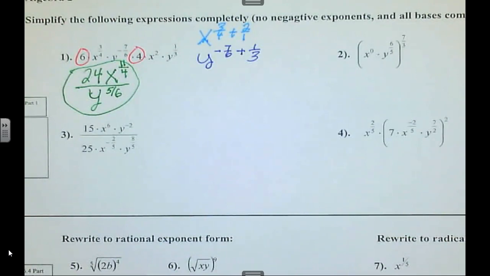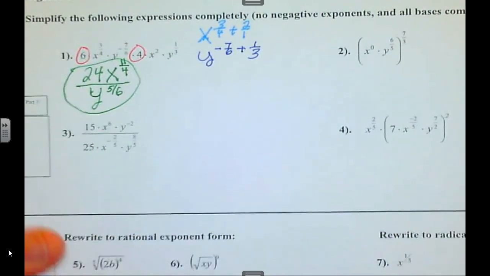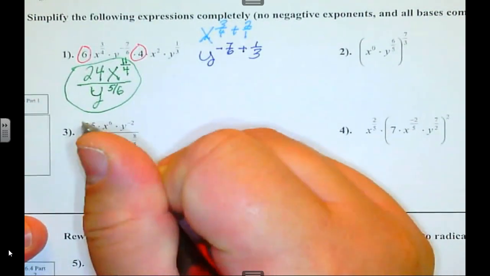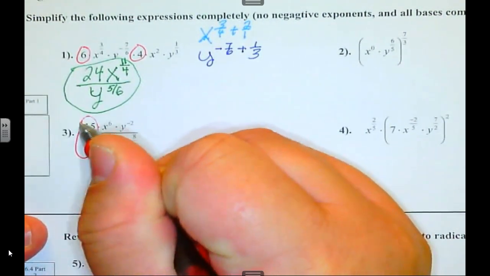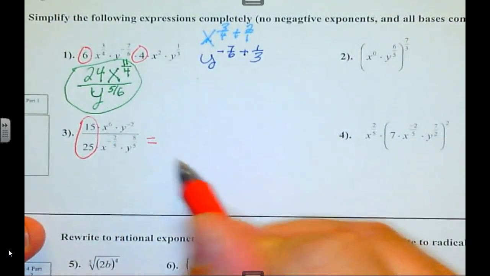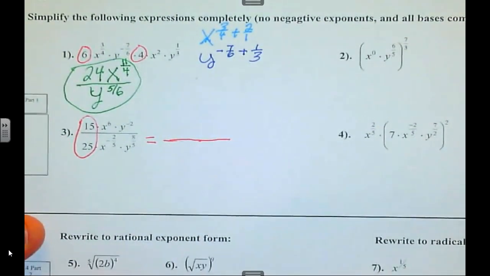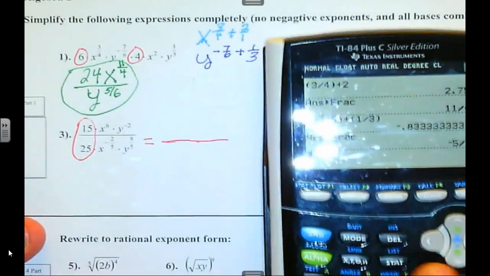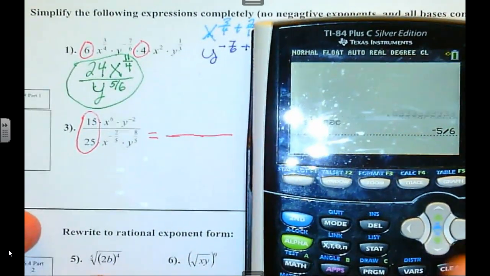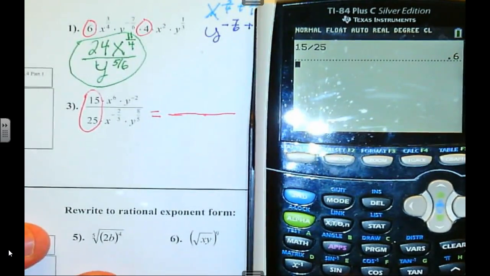Actually, more students make mistakes on number 3 than anything. Okay, number 3. What's 15 divided by 25? We'll use our calculators. So I have 15 divided by 25, 0.6, hit math, enter, enter, I get 3/5.